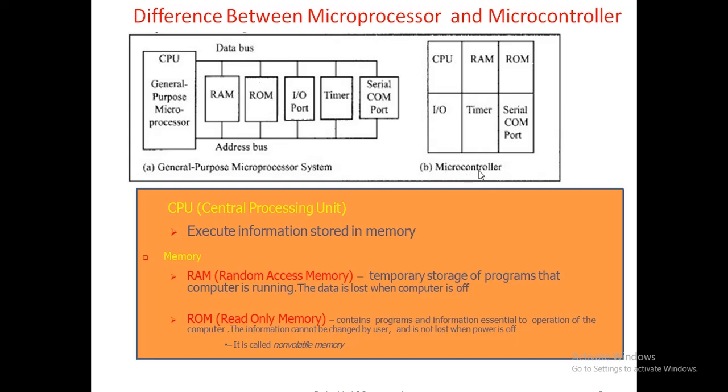But in the case of a microcontroller, the processor is inside. It is nothing but a computer on a chip. Processor, RAM, ROM, IO port, timer, serial communication, everything is packed inside a single IC. But in the case of a microprocessor, the processor is outside as well as the other peripherals, and each peripheral has its own IC. But here there is only one IC; the processor, RAM, ROM, IO, timer and serial port can be fabricated in a single IC.